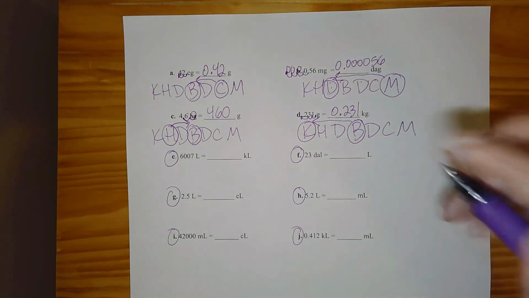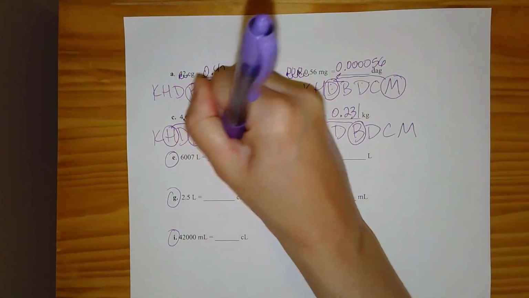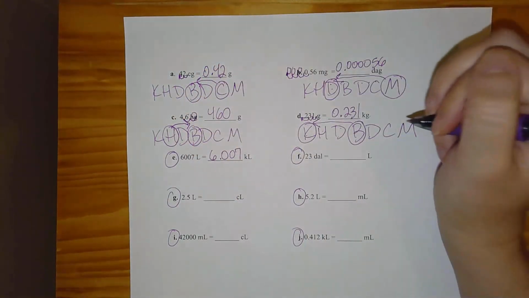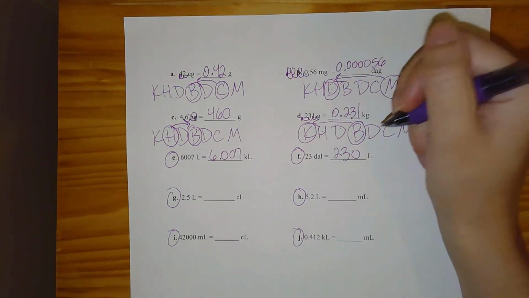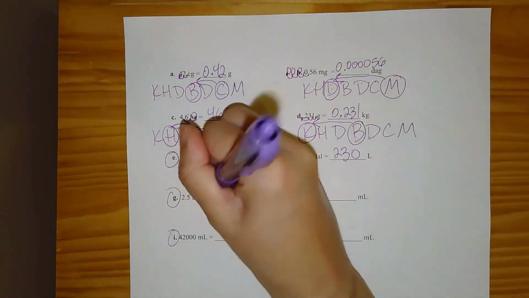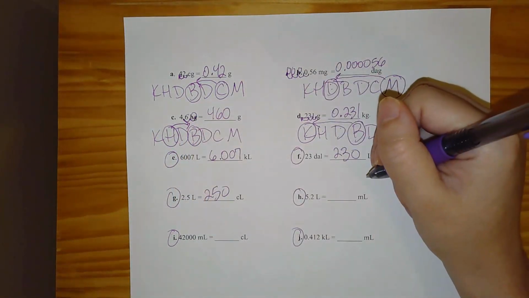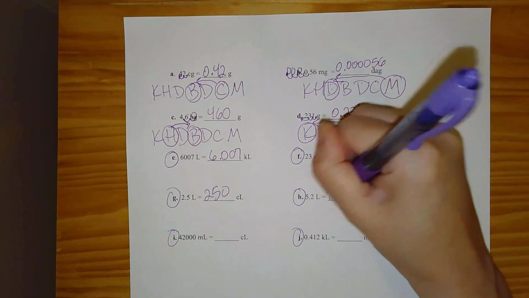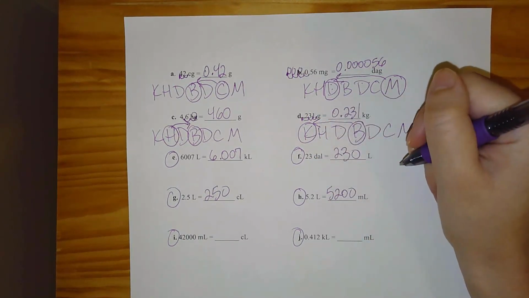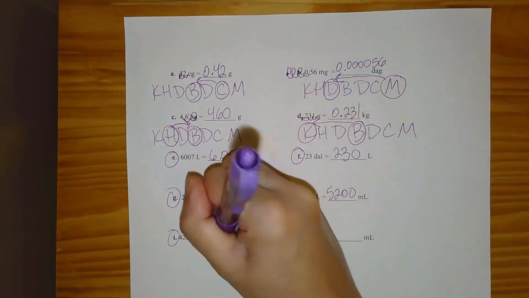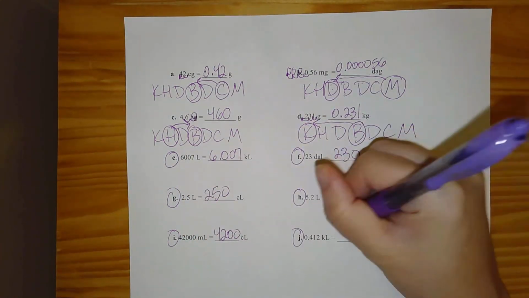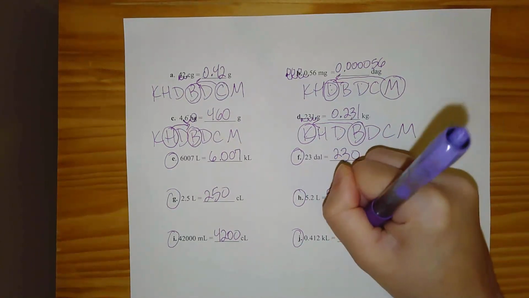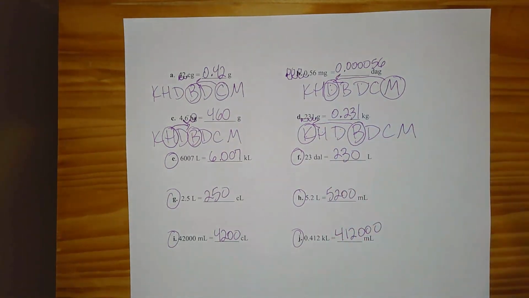For part E, you should get 6.007 kiloliters. For F, you should get 230 liters. For G, you should get 250 centiliters. In H, you should get 5,200 milliliters. In I, you should get 4,200 centiliters. And in J, you should get 412,000 milliliters. How'd you do?